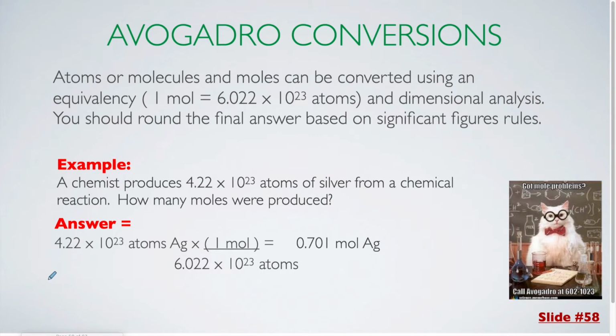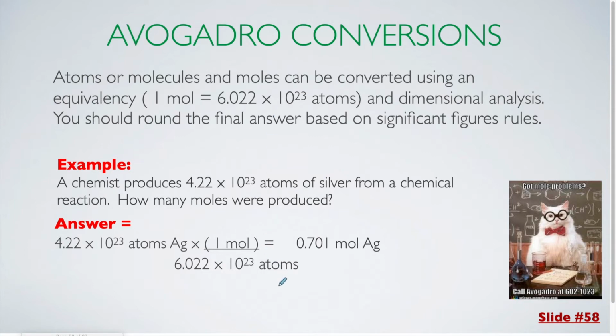A chemist produces 4.22 times 10 to the 23rd atoms of silver from a chemical reaction. How many moles were produced? We started out with the unit of atoms, so with dimensional analysis we must cancel out those atoms onto the bottom. We are trying to find moles, so moles is going to go on top. Our equivalency here is constant. Moles is always 1, and atoms or molecules is always Avogadro's number, or 6.022 times 10 to the 23rd.